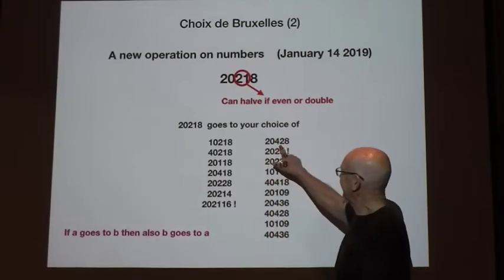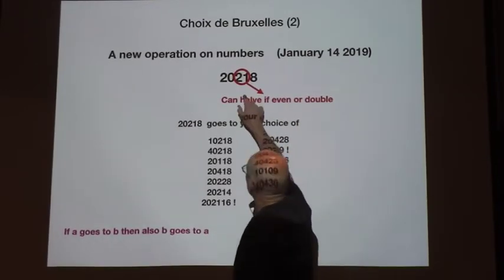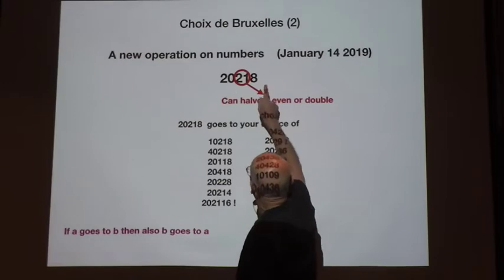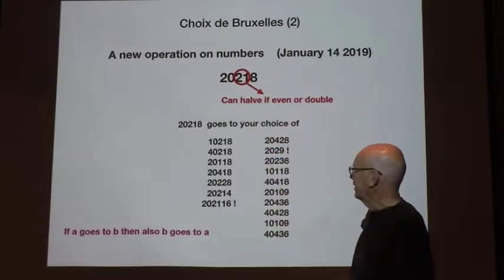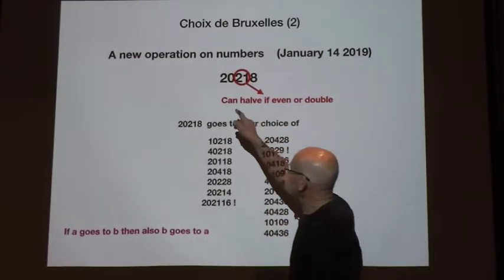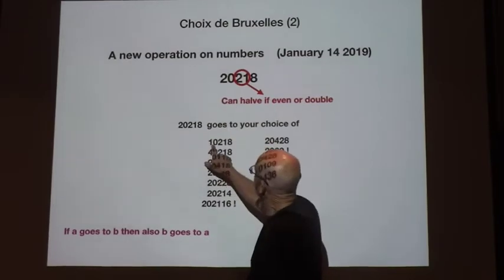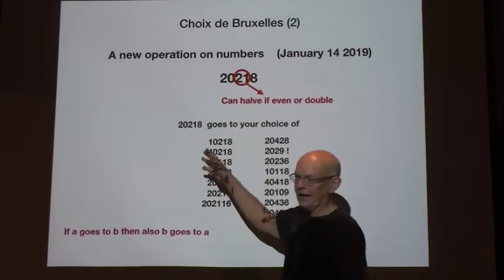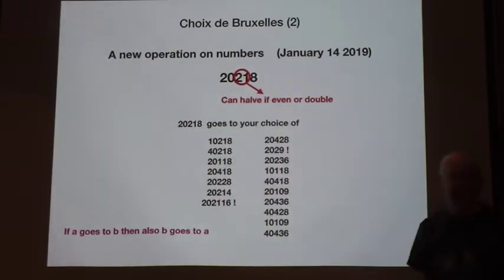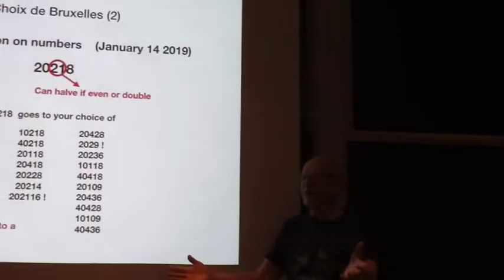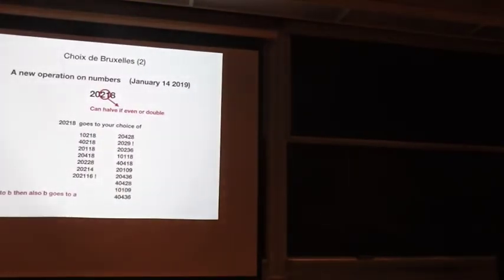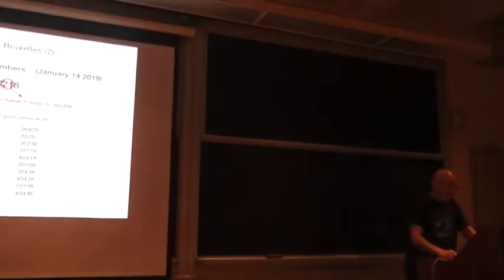Thank you. But if we took 20218, we could divide it by 2 as it stands, and we get 20109, which is there. And that initial 2, we could make it into a 1, so we get 10218, or we could double it and get 40218. So we can get all of these things from 20218. It's a bit strange, this, isn't it? Clear?